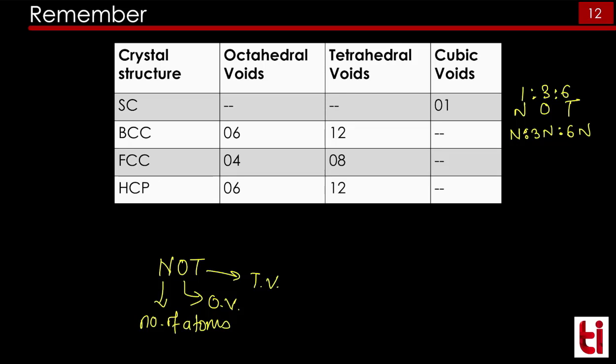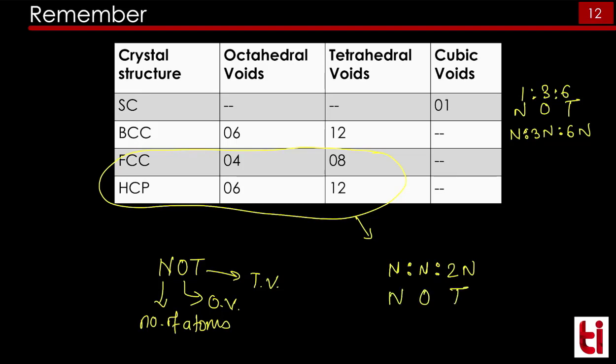For FCC and HCP, for these two, this formula will come like N : N : 2N. So NOT is 1 : 1 : 2. So if FCC has 4N, that is 4 atoms, we have 4 octahedral voids and we have 8 tetrahedral voids. Similarly for HCP also.